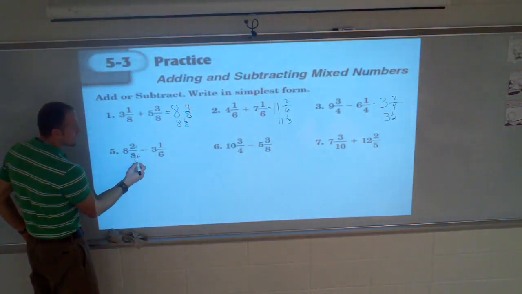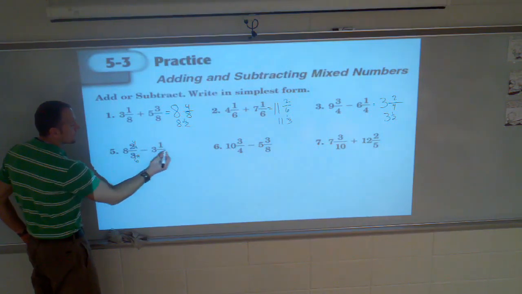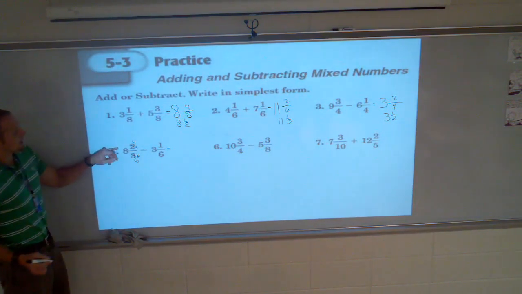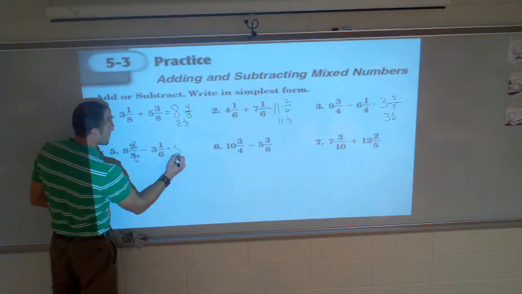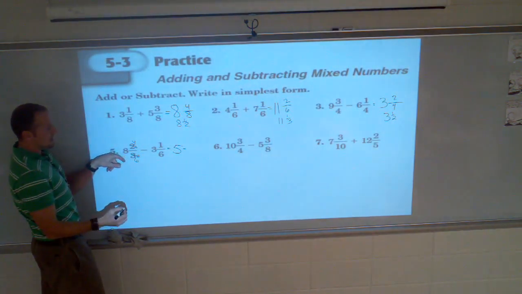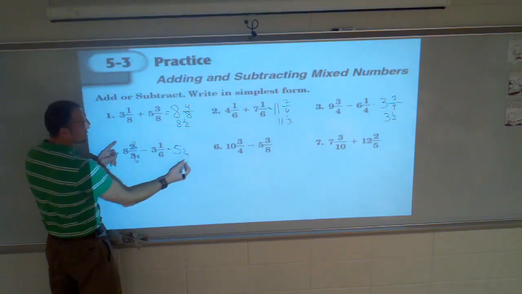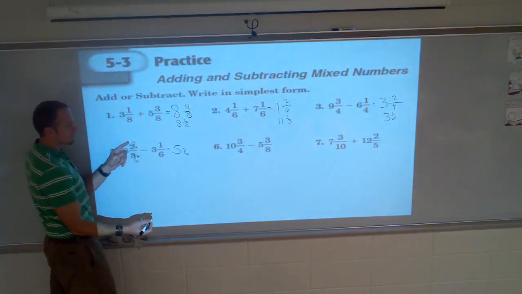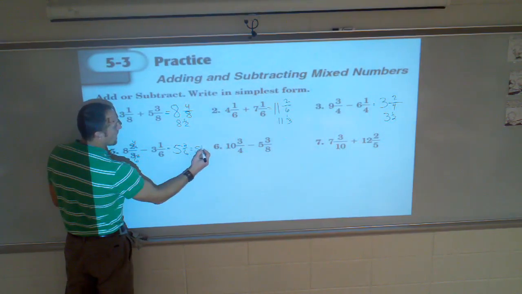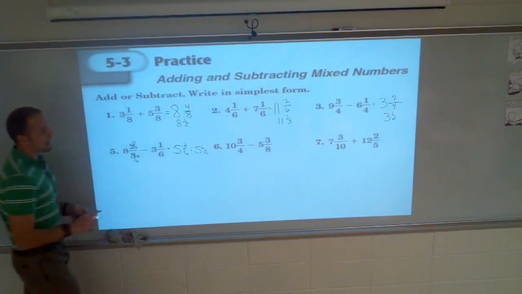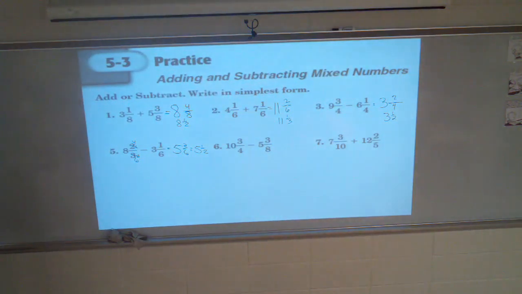The bottom is 6. The top is 4. Okay, Abby, help me out. 8 minus 3? 5. Bottom the same. Just do the top, 3. And that will reduce to 5 and 1/2. I would like everybody to do number 6.